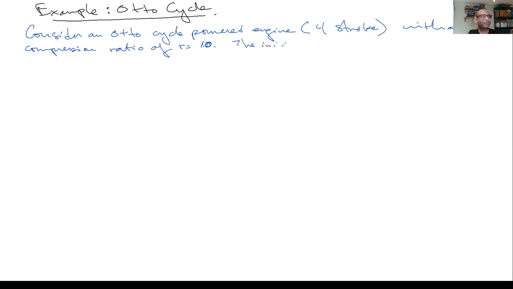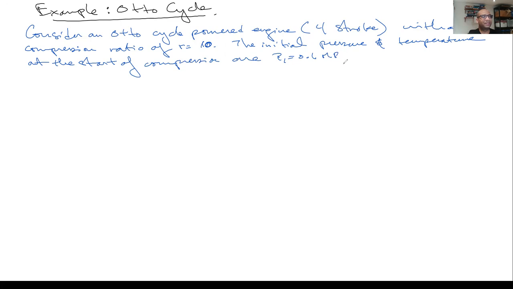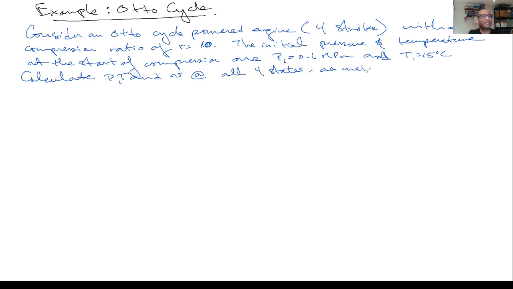The initial pressure and temperature at the start of compression are P1 equal to 0.1 megapascal, that is 100 kilopascals, so basically ambient pressure, and T1 equal to 15 degrees Celsius, a little bit cold. All right, so calculate P, T, and V, the specific volume, at all four states, as well as the thermodynamic efficiency.